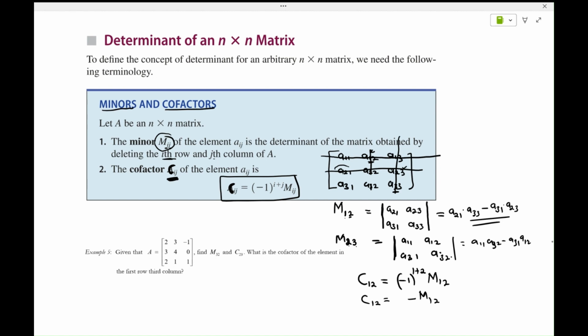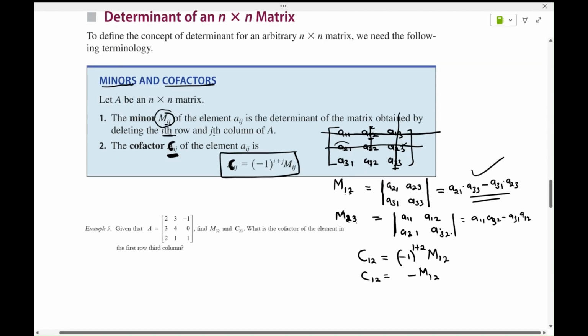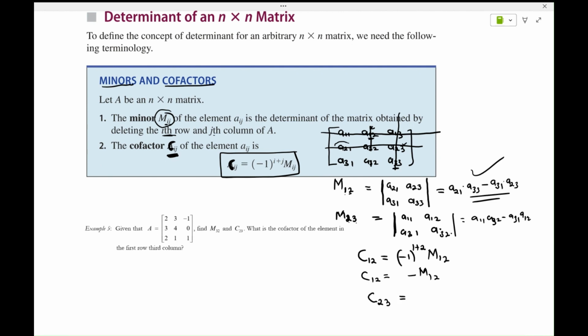Already we know what M12 is, which is just this value here, right? Let's take another example. If you need C23, what is C23? C23 is going to be minus 1 to the power 5 times M23. And we already know what M23 is, right? So you have to check. Sometimes the power is going to be even, sometimes it's going to be odd.